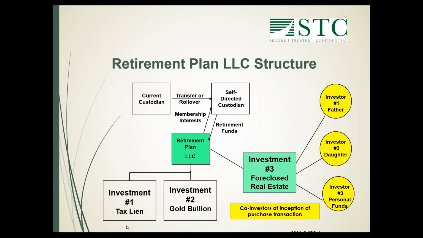Your investment number 2 is gold bullion, so you've got some precious metal in here. And your investment number 3 is a foreclosed real estate property. Now you'll notice something different about investment number 3. 1 and 2 are wholly owned by your retirement account, but number 3 has 4 owners. 1 is your retirement account, 1 is your father, 1 is your daughter, and 1 is some of your personal money.